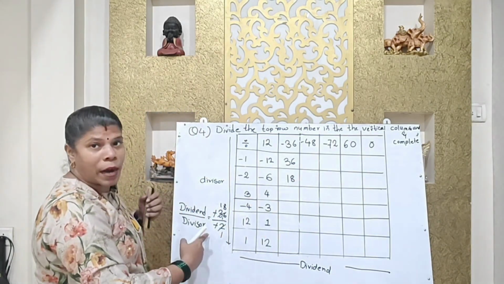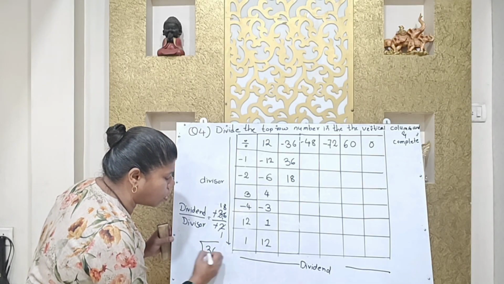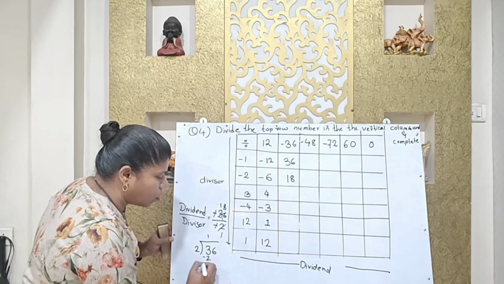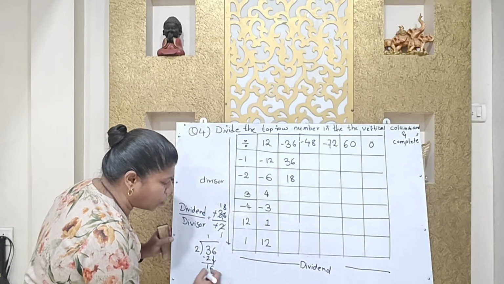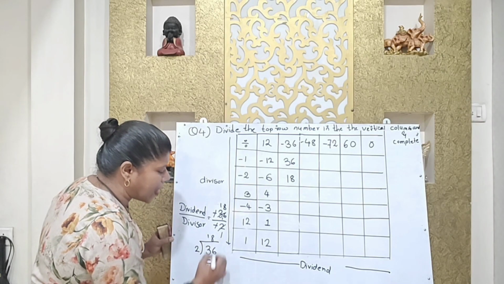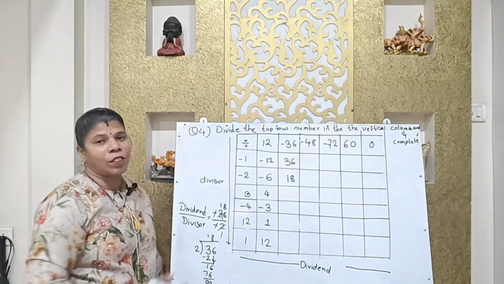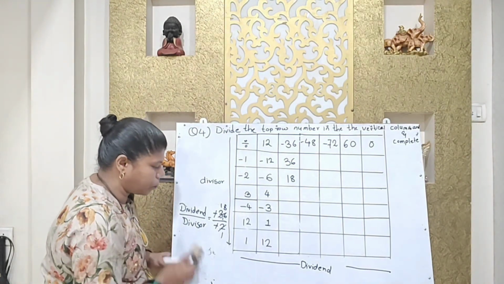If you're not able to divide this way, you can do it the simple way also. 36 divided by 2. 2 ones are 2. Remain 1. Carry 6 down here. 2 8s are 16. So you can do whichever method is easy for you. Okay.